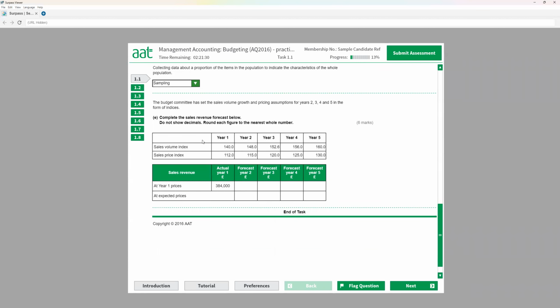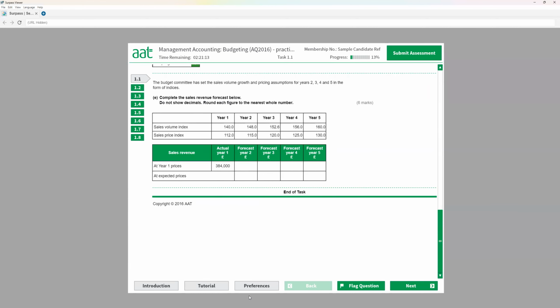The next one we have is forecasting. It said the budget committee has now set volume growth and pricing assumptions for years 2, 3, 4, and 5, and we need to complete the sales revenue forecast. The question gives us year 1 to year 5, and they gave us the sales volume index and also the sales price index.